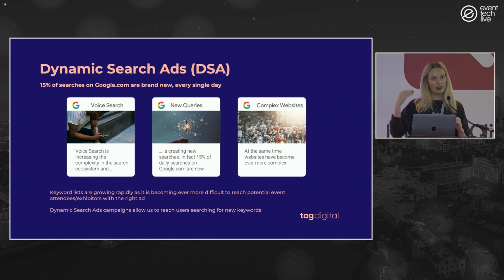So dynamic search ads allows us to put a website URL in, and Google will automatically find us the keywords that our audience are searching for that we don't even know about. So it's really a mind sweep covering all keywords. It allows us to capitalise on voice search, which is notoriously really difficult, new queries and complex websites.